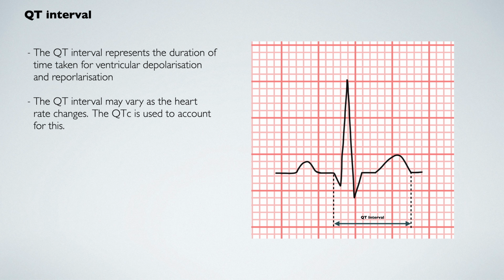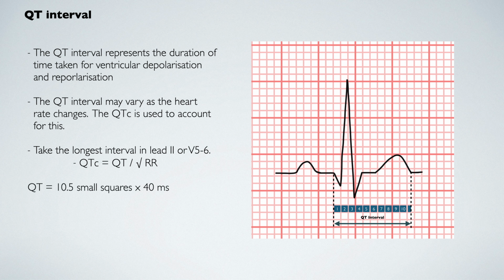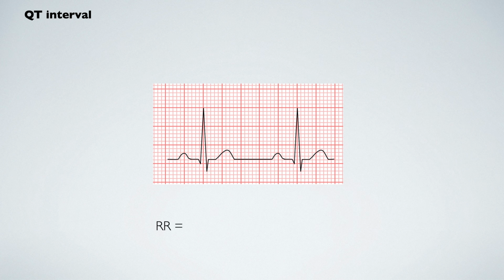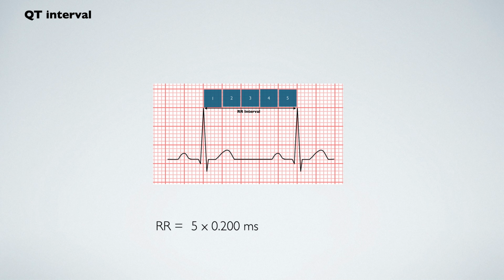Most ECGs will calculate the QTc for you, but here is a formula if you wish to calculate it yourself. In lead 2, identify the longest QT interval. In our example, the QT interval is 10.5 small squares in duration, which is equivalent to 420 milliseconds or 0.42 seconds. In the QTc equation, the two R's represent the RR interval. This represents the duration between the R waves. In our example, this is 1000 milliseconds or 1 second.